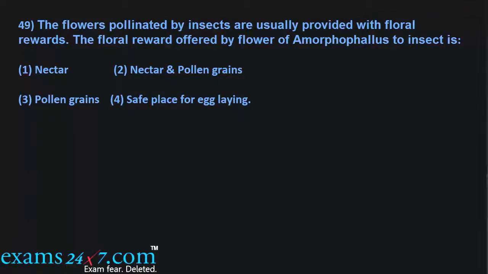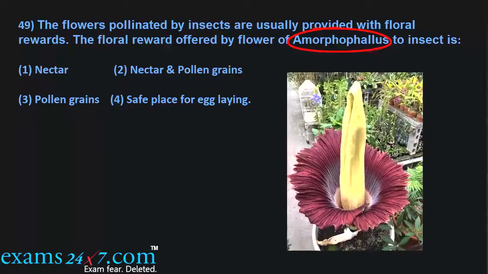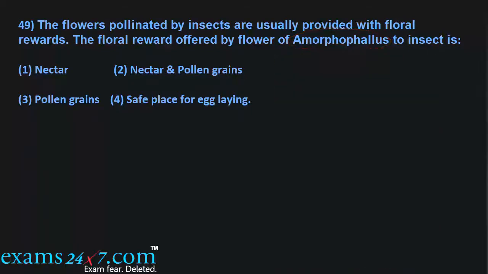The flowers pollinated by insects are usually provided with floral rewards. The floral reward offered by flowers of Amorphophallus to insect is. I hope all of you know, Amorphophallus is the tallest flower. Rafflesia is the largest flower. And here the moth is going to lay eggs. And thereby the answer is option 4, that is safe place for egg laying. The other example you should remember is yucca plant.